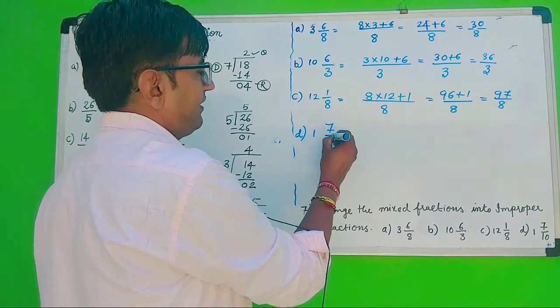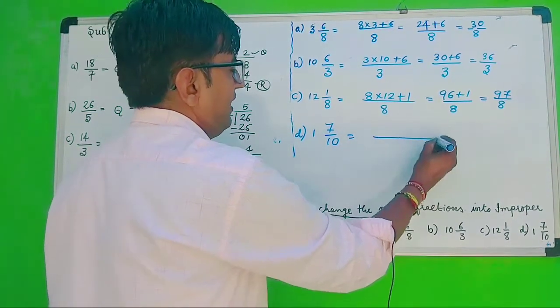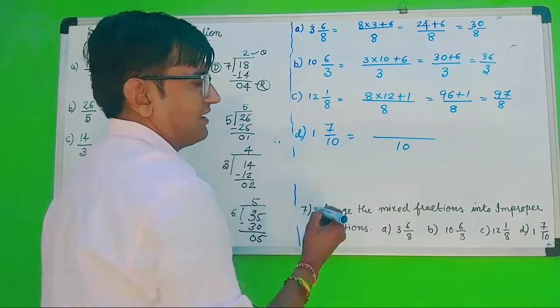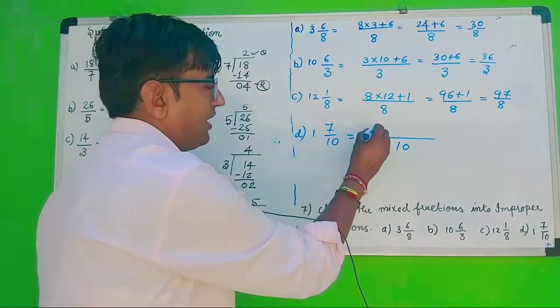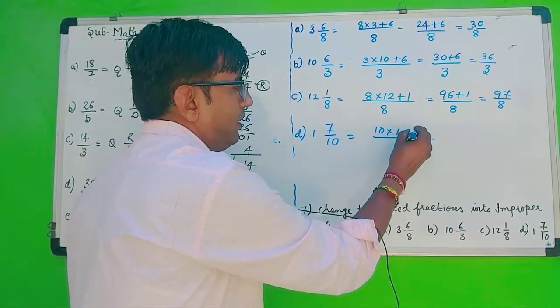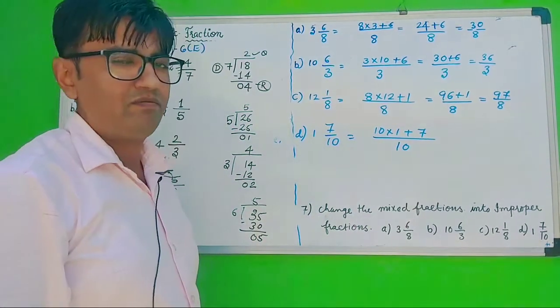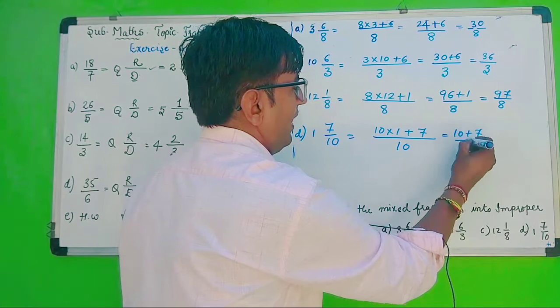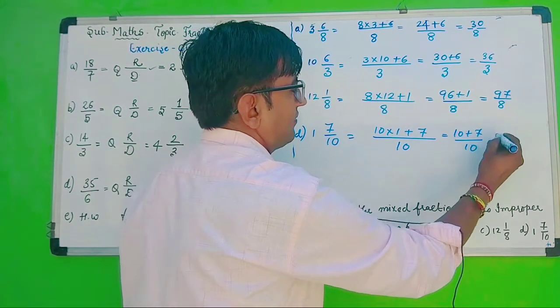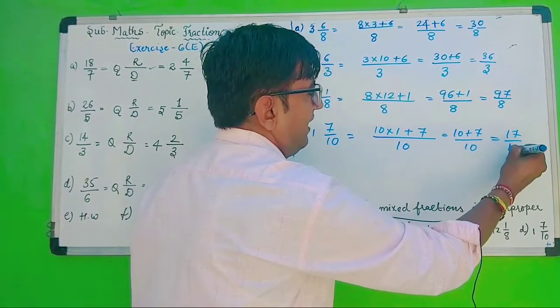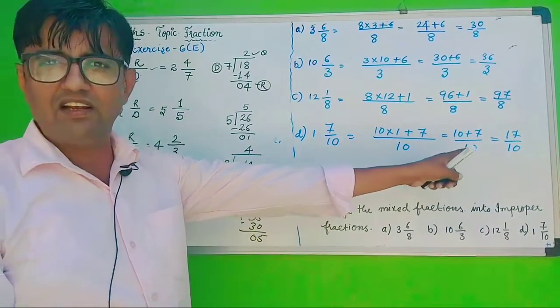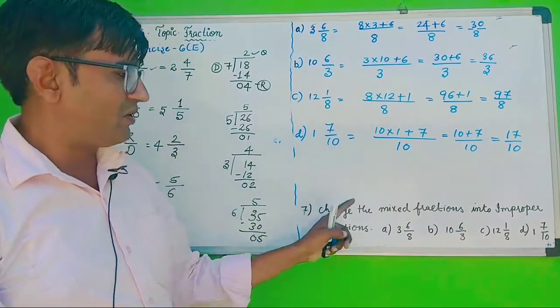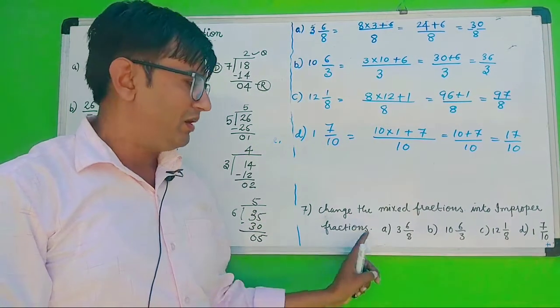1 7 by 10. I am writing here 10 as it is. 10 multiplied by 1 plus 7. 10 1s are 10, plus 7 by 10. 10 plus 7 equals 17 by 10. Clear, children? This is conversion of mixed fraction into improper fraction.